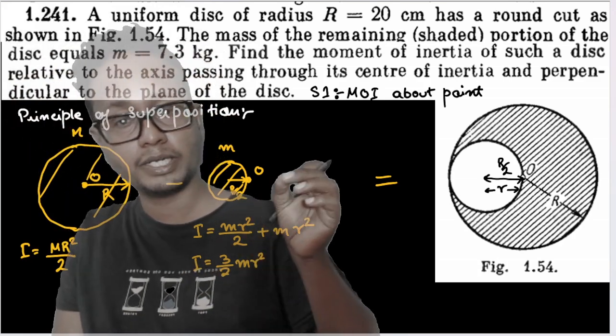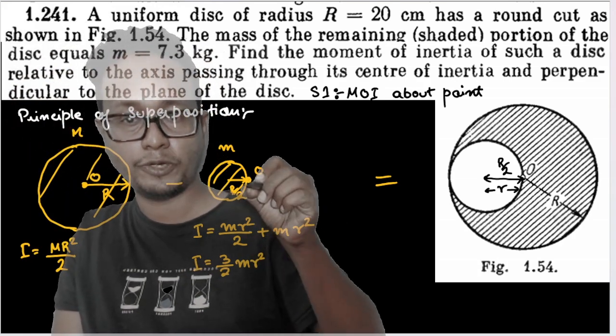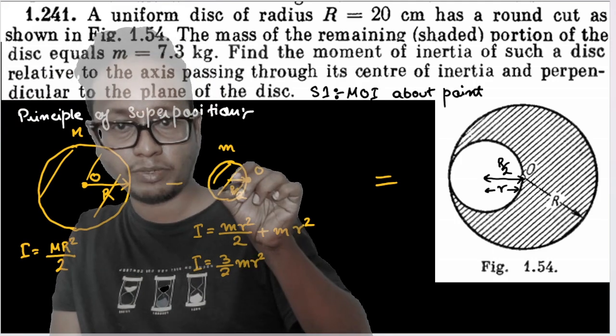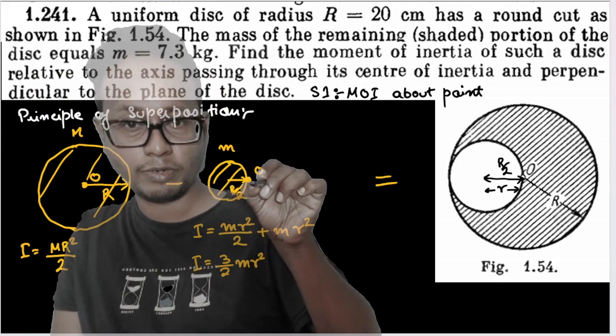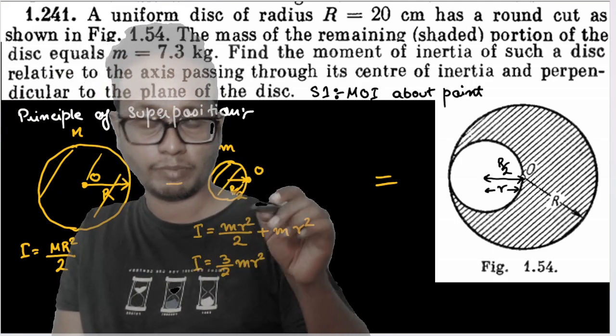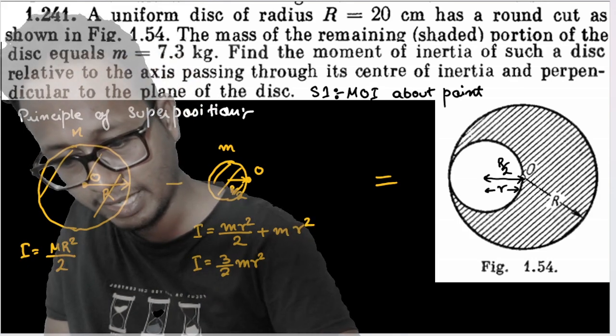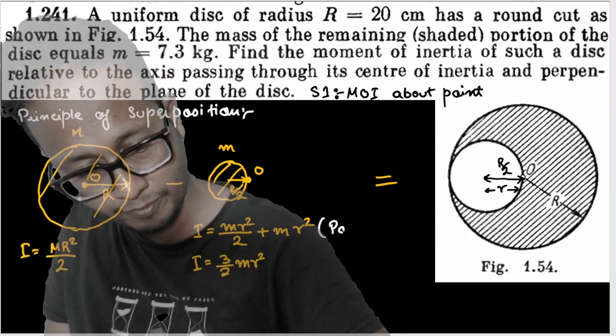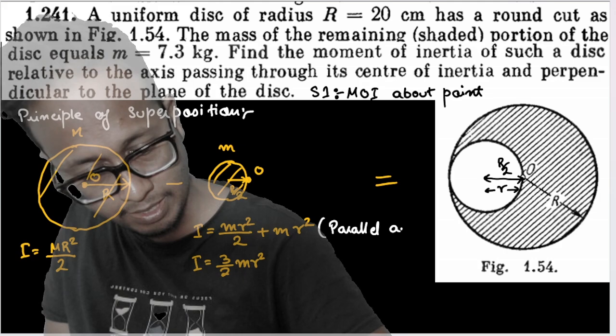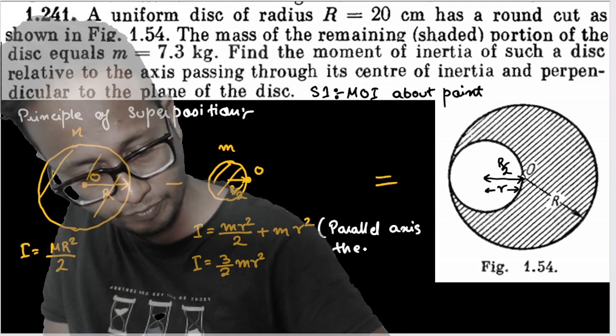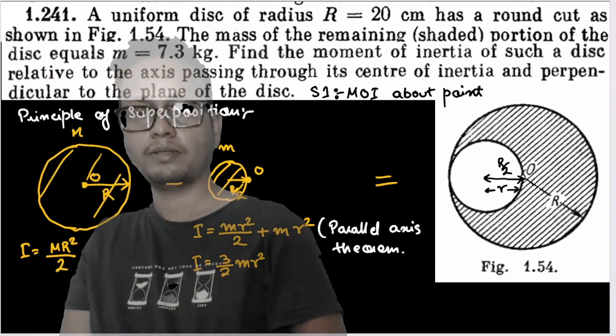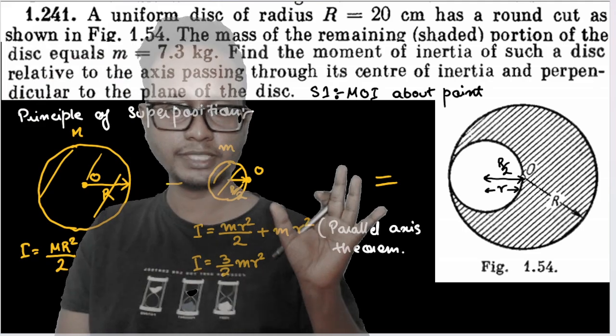This much part is nothing but the moment of inertia of this hollow part about point O. Mr square is nothing but the moment of inertia about the center. And if I want to find out the moment of inertia about point O, I must apply the parallel axis theorem out here. Okay, this is nothing but the parallel axis theorem. Understood? This much is understood.